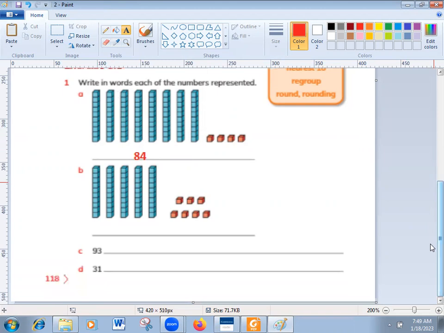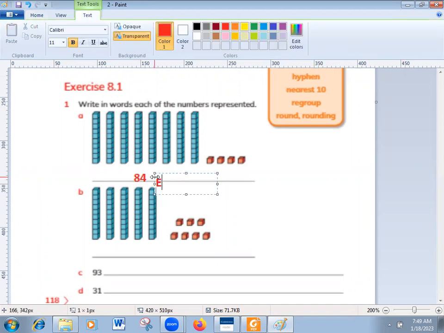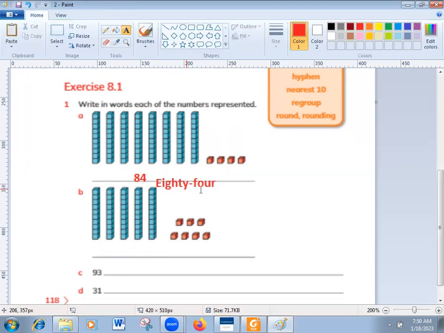Okay, again, the same question. It's easy. What are you going to do? We have written it in numbers. Now what we are going to do is write it in words. 84.